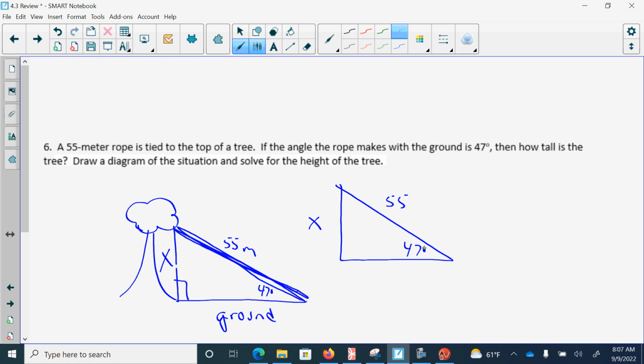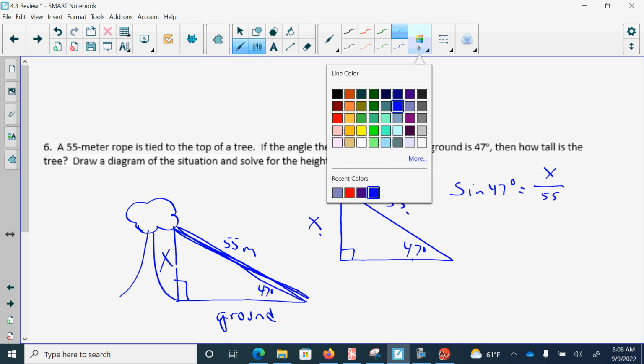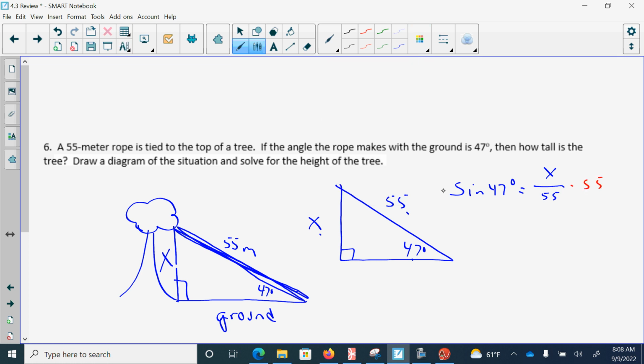So if I have that and it wants me to solve for the height of the tree, I have this angle here, 47 degrees. This is my hypotenuse, and this x is opposite of the angle that I'm given. So the trig function that deals with the opposite and hypotenuse is going to be sine. So we say the sine of 47 degrees is equal to the opposite over the hypotenuse. To solve this, I am going to multiply both sides by 55. So I'm going to take 55 times the sine of 47 degrees, and that's going to equal x.